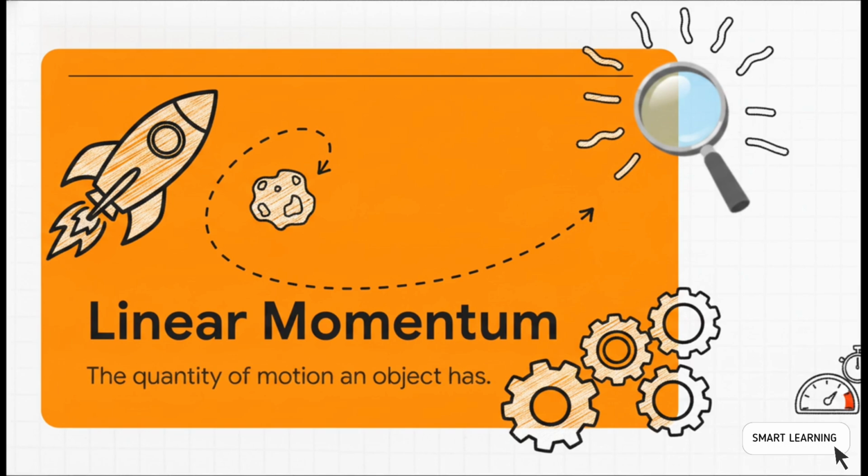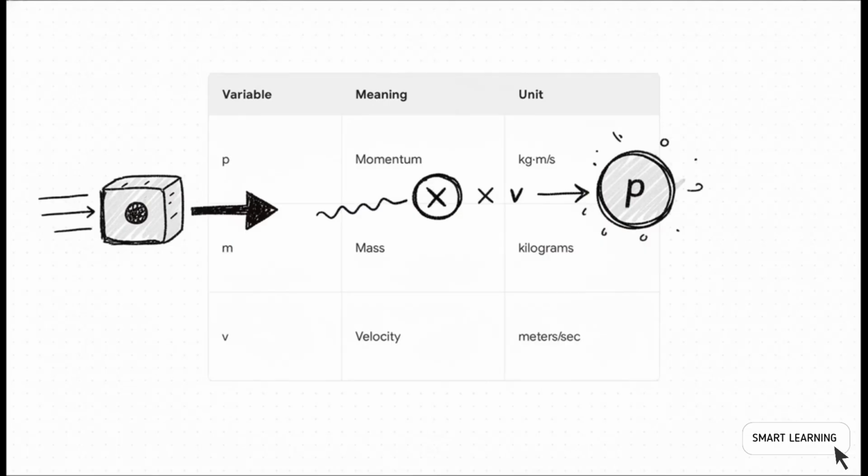Let's look at the math and see how this builds into a mathematical certainty. It all comes down to a beautifully simple universal formula. P equals m times v. That's it. It relies entirely on just two variables. Let's break that down. The P stands for momentum, the m stands for the mass of the object, which we measure in kilograms, and the v stands for velocity, which is measured in meters per second.